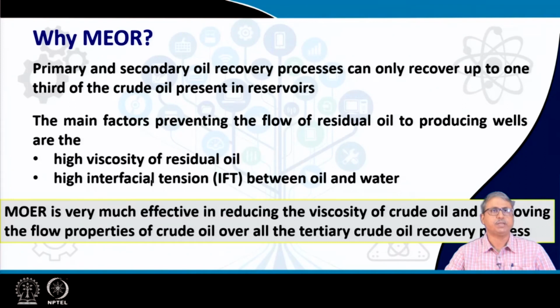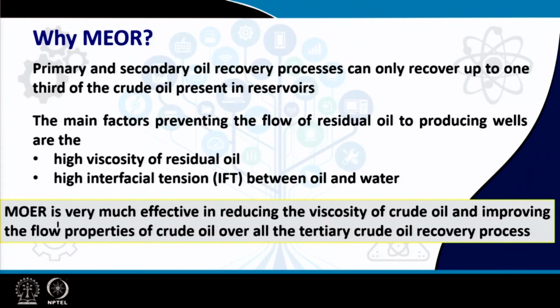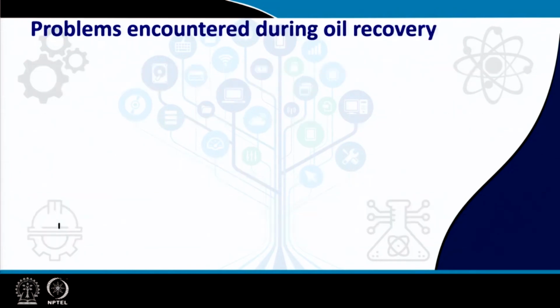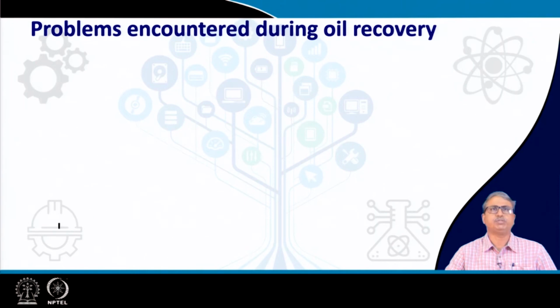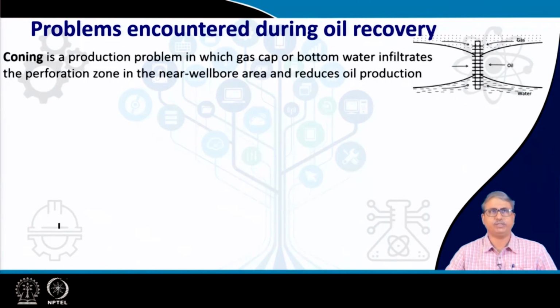So, those parts of the petroleum reserves remain unrecovered through these primary and secondary oil recovery systems. So, the microbially enhanced oil recovery system or microbially catalyzed oil recovery system is very effective in reducing the viscosity of the crude oil while the oil is still in the oil reserve and improving the flow properties of the crude oil over all the tertiary crude oil recovery methods.